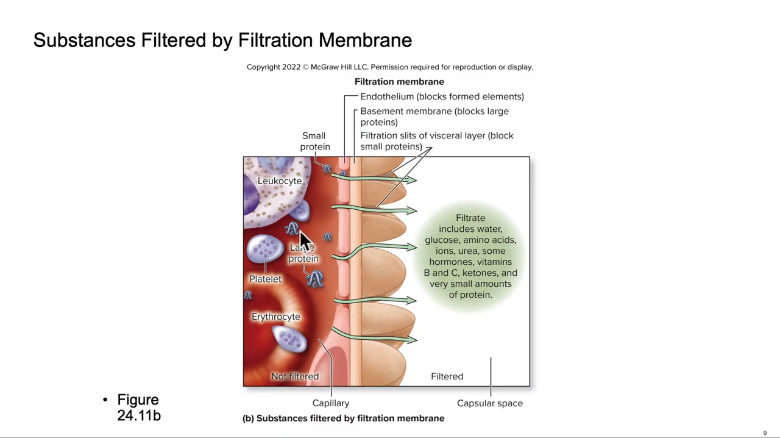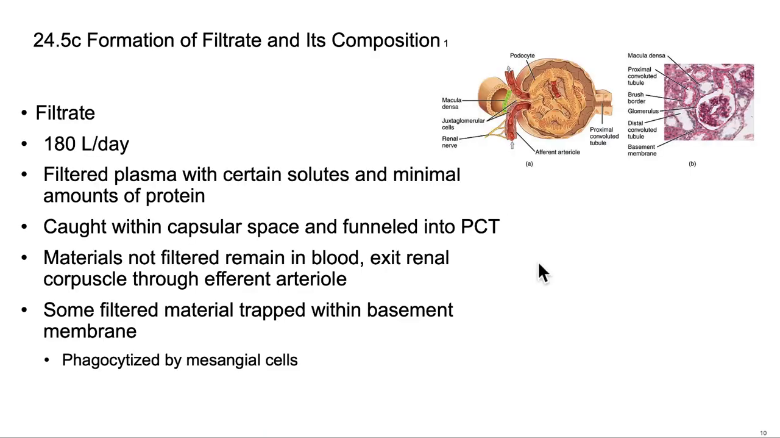And so depending on the size of the molecule, if you're a certain sized molecule, you're going to be able to pass through the fenestrations, through the basement membrane, and in between the pedicles through the filtration slit. So again, filtrate includes water, glucose, amino acids, ions, urea, hormones, vitamins, and small amounts of protein. Not lots of protein, but very small amounts. And honestly, we end up reabsorbing a lot of that. As we'll see, we create far more filtrate than what we actually excrete in our urine.